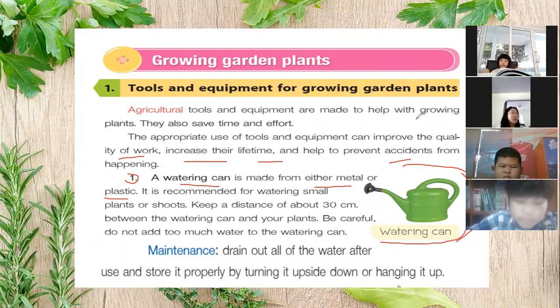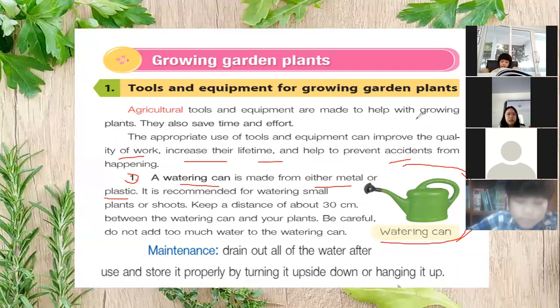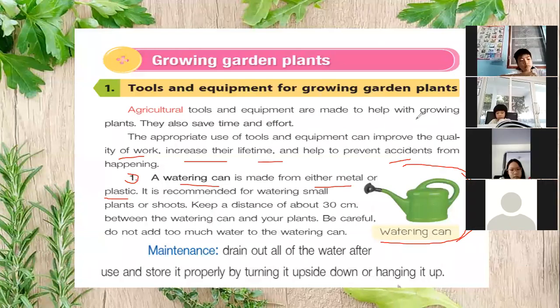While we are watering the plant, we have to keep a distance of about 30 centimeters. If it is more than that, we may damage the plants. So we have to maintain the distance between the watering can and the plants. You always have to be careful not to add too much water to the watering can.